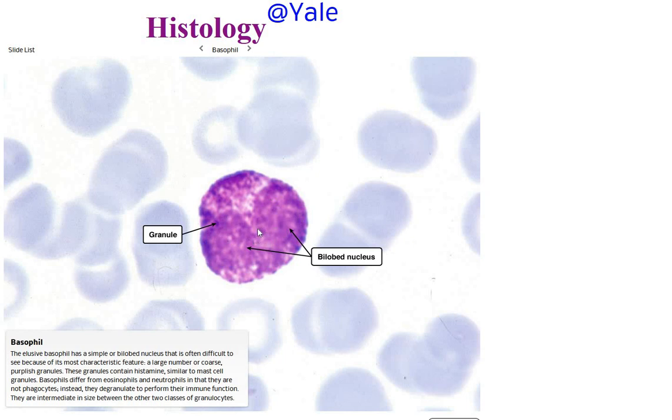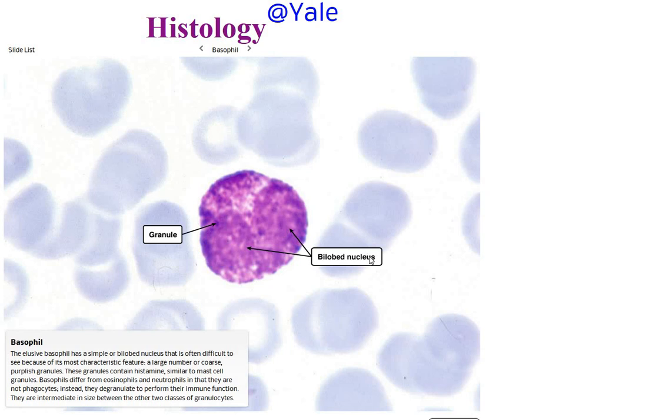So between those two, we're vasodilating, we're increasing blood flow to a site of infection, and we're also preventing blood clotting. So that allows really easy access to infection sites when we have these basophil secretions. And then lastly, these guys are similar in size to our eosinophils. So they're about twice the size of one of these red blood cells. So that takes care of our granular leukocytes.